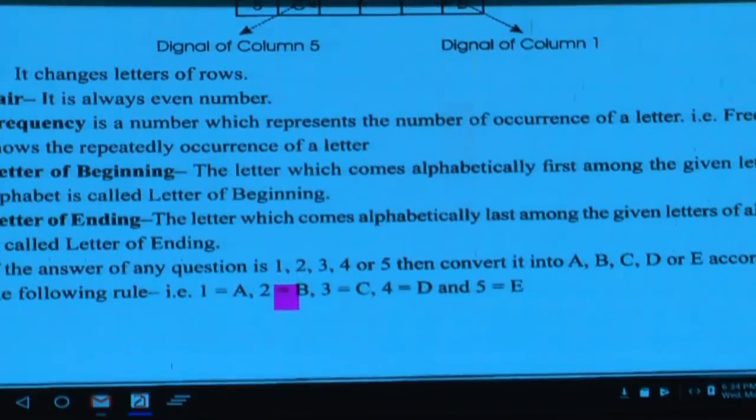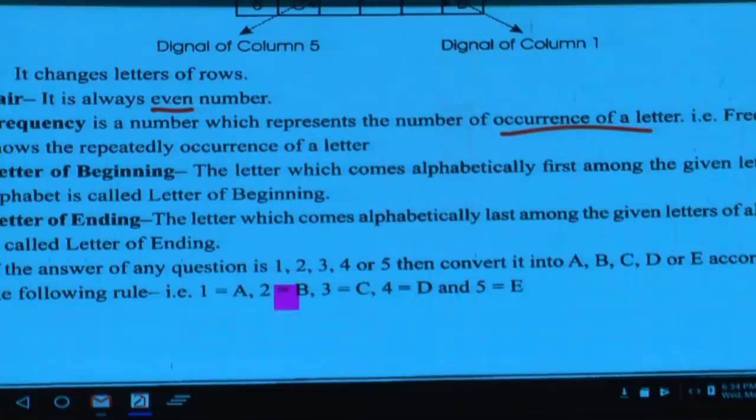And next one, changes of letters of rows. Pair. What is a pair here? Pair is nothing but two elements, and two elements is nothing but an even number. Hence, a pair is nothing but an even number. And a frequency. What do you mean by this word frequency? Frequency is a number which represents the number of occurrences of a letter. That means the more the number of times it repeated. Frequency is nothing but a repetition.